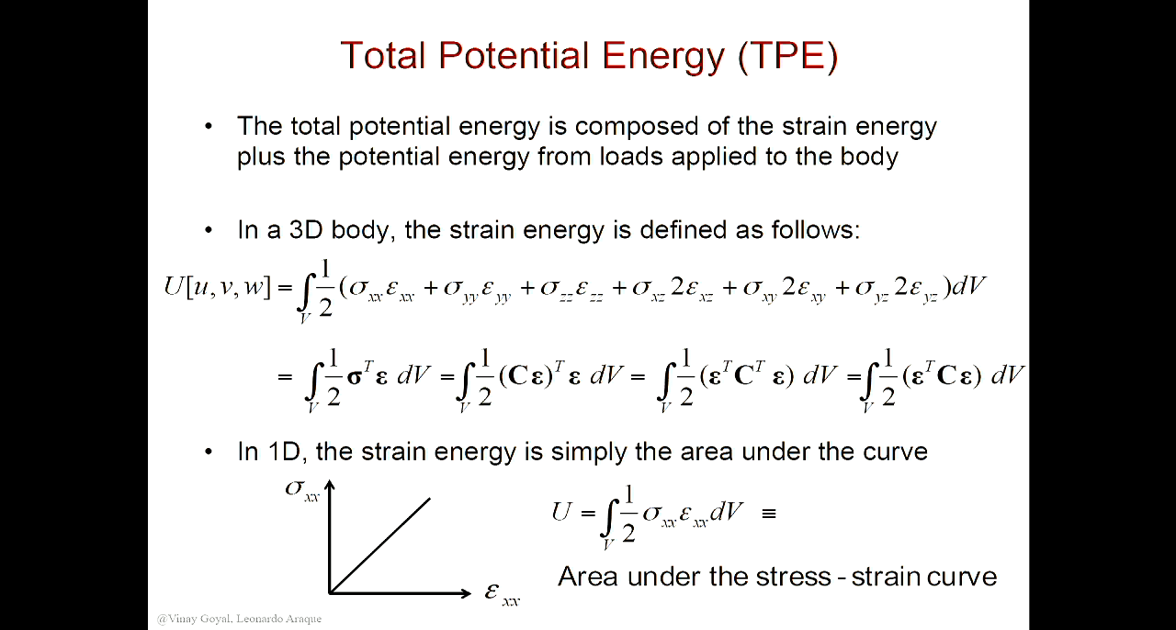So if I generalize this into a 3D case, I basically have to add up the other terms that contribute to the total strain energy of the body. Okay. If I write this in matrix notation, I have the stress vector transpose times strain. That's exactly what this is here.